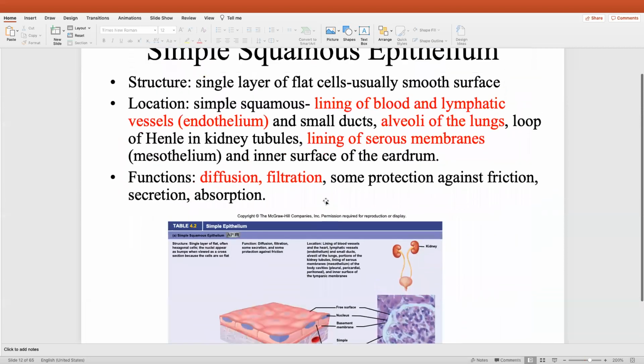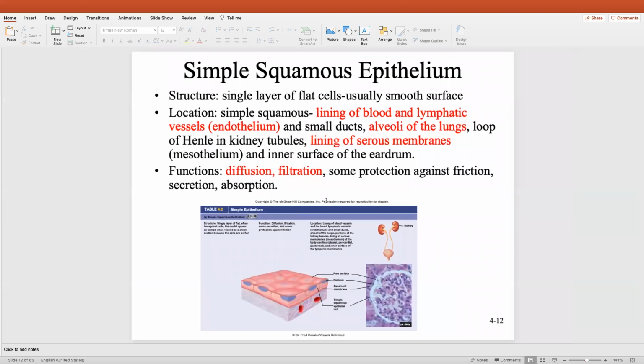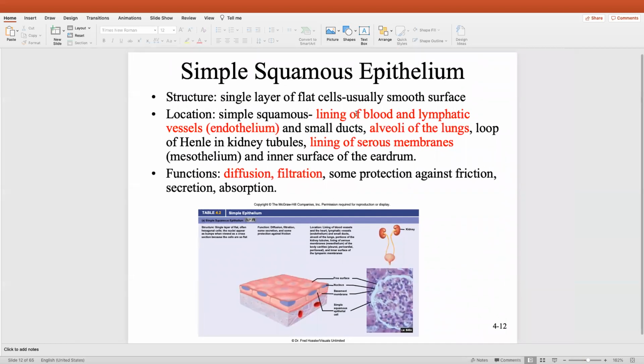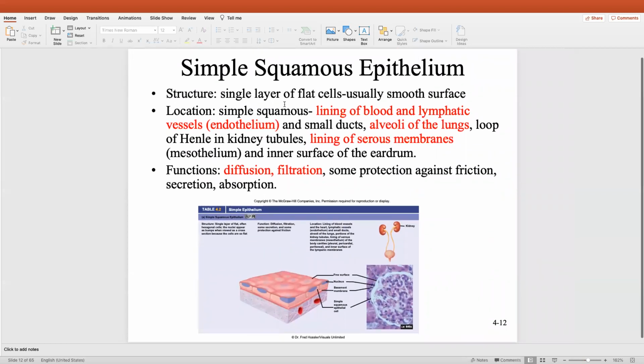All right, let's talk about the specific types of epithelial cell, right? Simple squamous epithelium, right? Here is just one layer. That's where we get simple. And the cells are very thin.